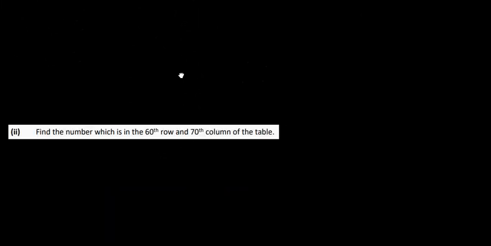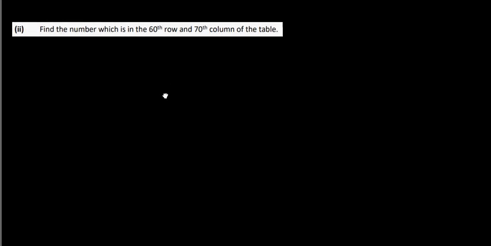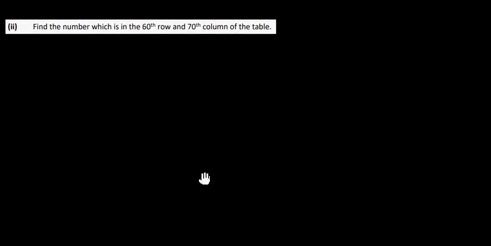Okay, so let's look at the next question then. Find a number which is in the 60th row and the 70th column. So if we just look at the rows here, what I'm going to do is find A for the 60th row. I'm just going to look at the 60th row.